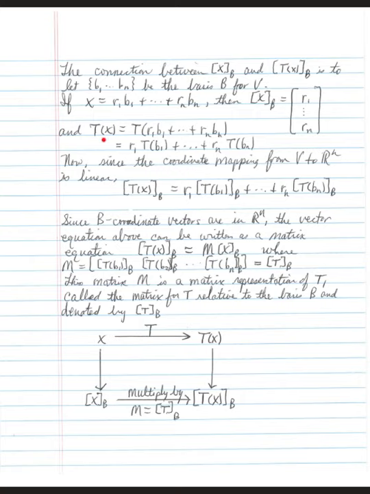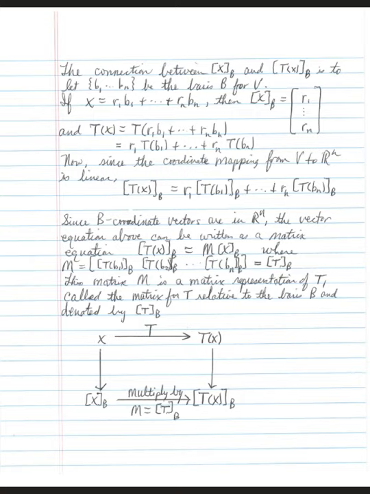as, instead of T of x, the coordinate vector of T of x relative to B. You take the same expansion as up here, but your weights will just be out front. So it'll be the image of b1, the image of b2, all the way through until you run out of vectors. Since B coordinate vectors are in Rn, the vector equation above can be written as a matrix equation.